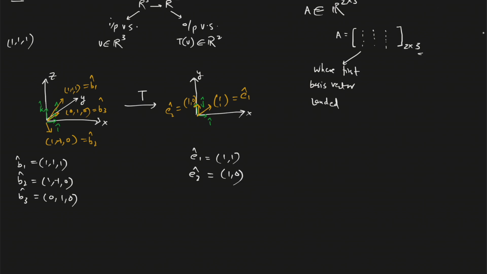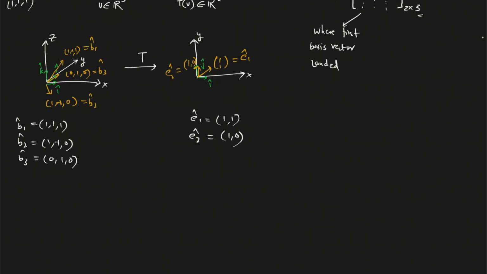All right, now because we need to find this matrix A, which is the matrix representation of linear transformation T, basically all we need to find is where the first basis vector landed, where the second basis vector landed, where the third basis vector landed. We need to find where B1 lands after transformation T, and we know that T is a linear transformation. So we simply need to transform the first basis vector, that is B1 hat. And what is B1 hat? It is 1 comma 1 comma 1.